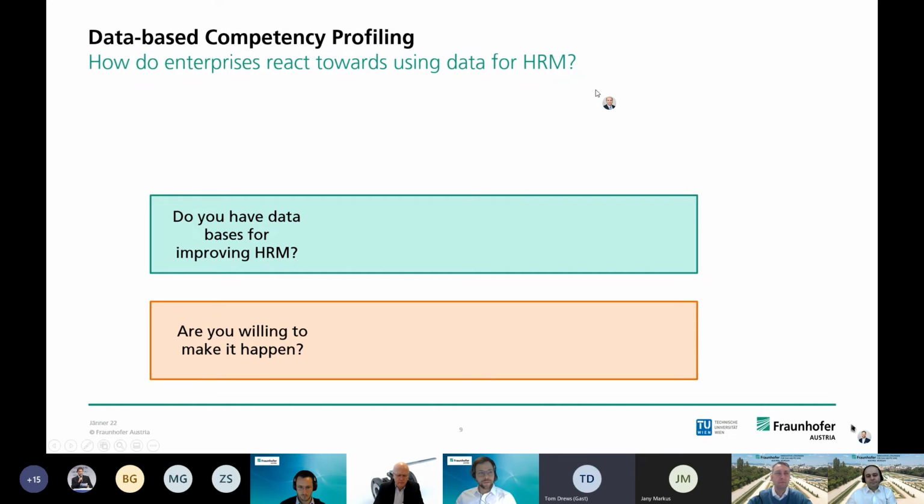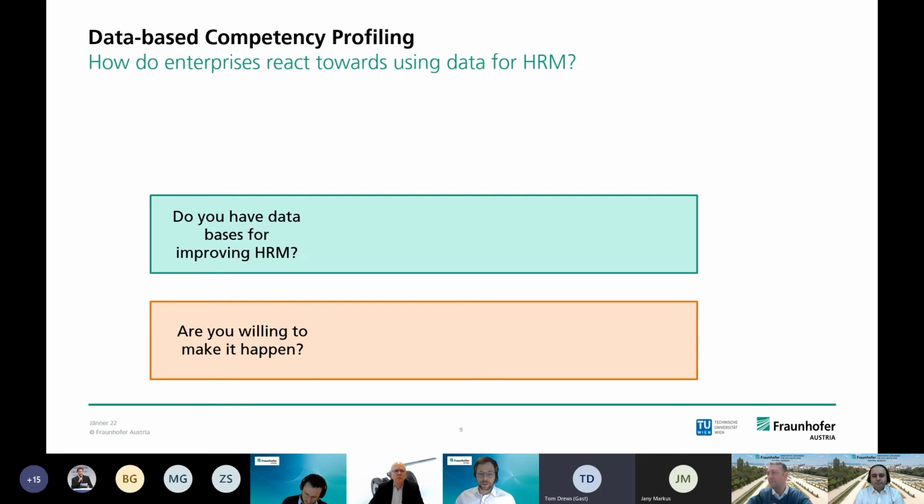Yeah, we have to ask ourselves and our enterprise partners how they react towards using data for human resource management. There are two main questions we are asking our enterprise partners. We ask them, do you have the databases for improving human resource management? And are you willing to make it happen?